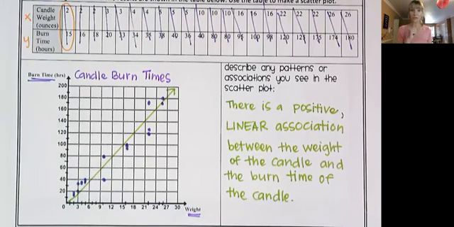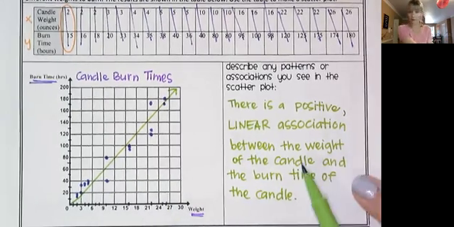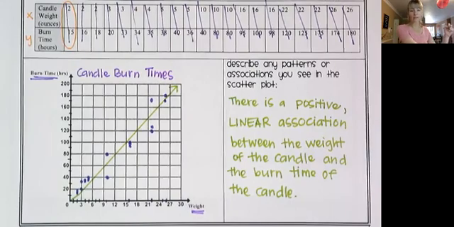But in general, what I see, I've constructed a scatter plot here, and now I am interpreting the scatter plot here. I see a positive linear association between the weight of the candle and the burn time of the candle. Okay, now you guys are going to try constructing some more, but I'm going to help you just set up the next couple, and then I will have you pause the video and try to construct them yourselves, and then come back and take a look at my scatter plots and see if they look similar.